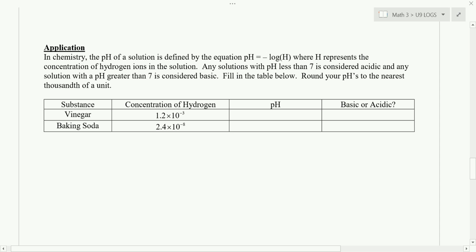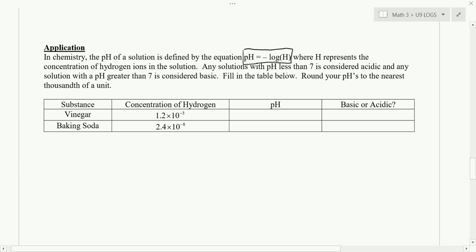But pH level. A pH level is defined as negative log of H, where H represents the concentration of hydrogen ions in a solution. And so we're given the concentration of hydrogen in what we call scientific notation. You guys familiar with that? Okay. And then we're going to plug that into our log equation to find the pH. But we're going to do this without a calculator. So we're going to approximate. We're going to say it's between this and this, okay? And then we're going to classify it as either basic or acidic.